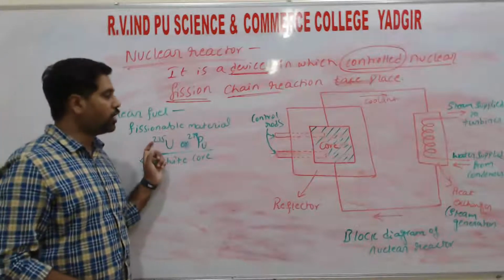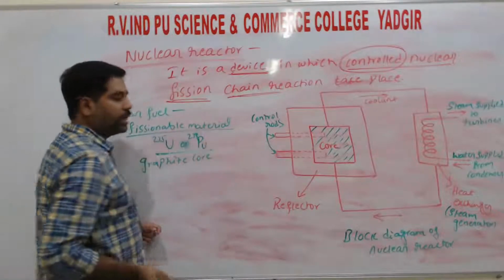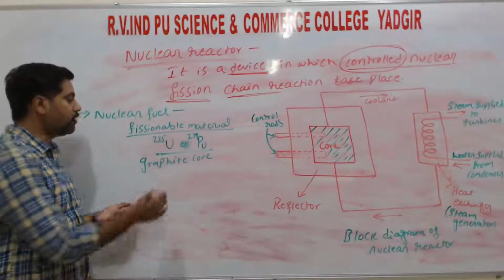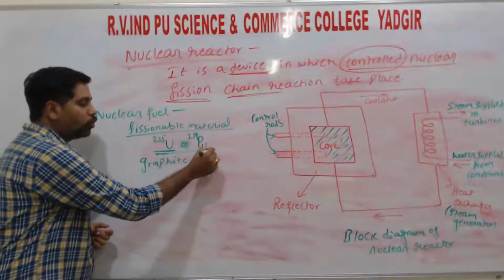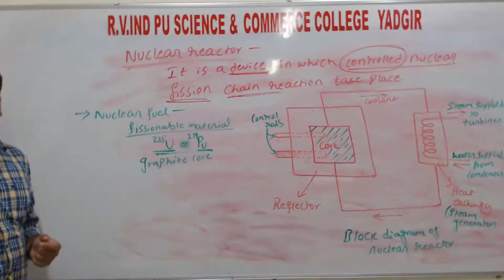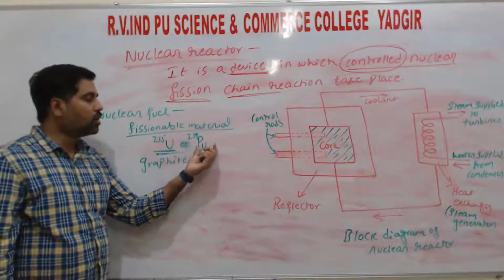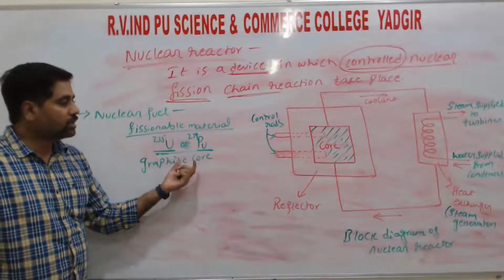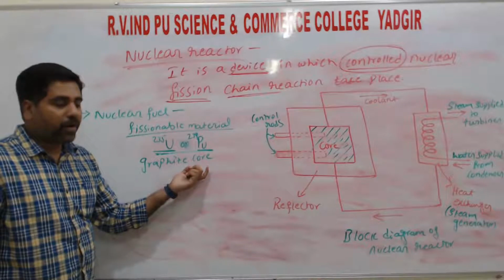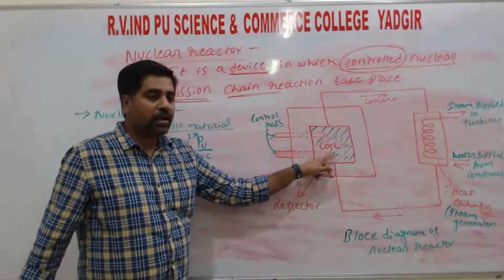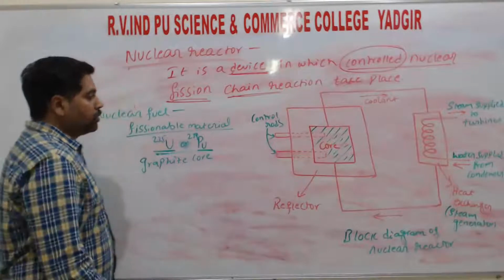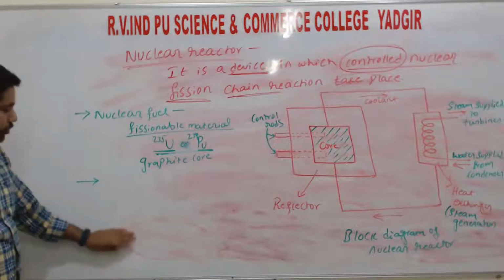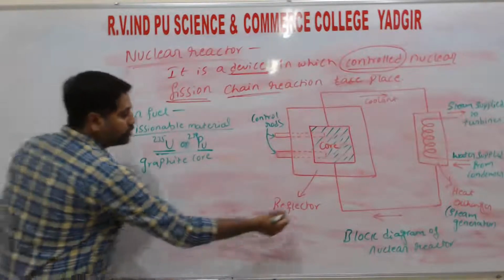So what is nuclear fuel? Nuclear fuel is nothing but the fissionable material. Fissionable material is the heavier nucleus. So in a nuclear reactor we are using uranium or plutonium as the nuclear fuel. This nuclear fuel is molded in long cylindrical aluminum tubes, and that is placed inside the graphite core. This core is made up of graphite. So next, after nuclear fuel, the second one is the reflector.